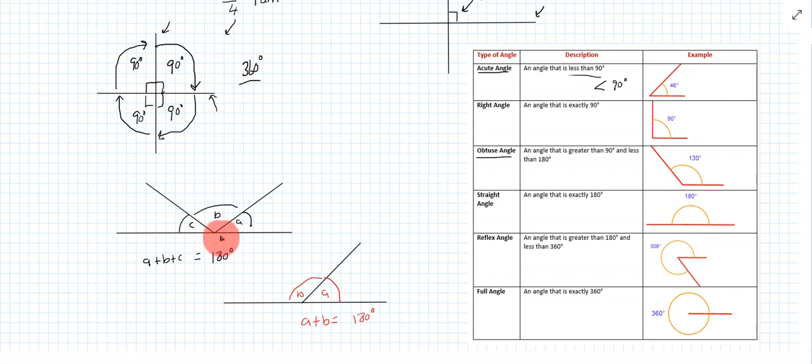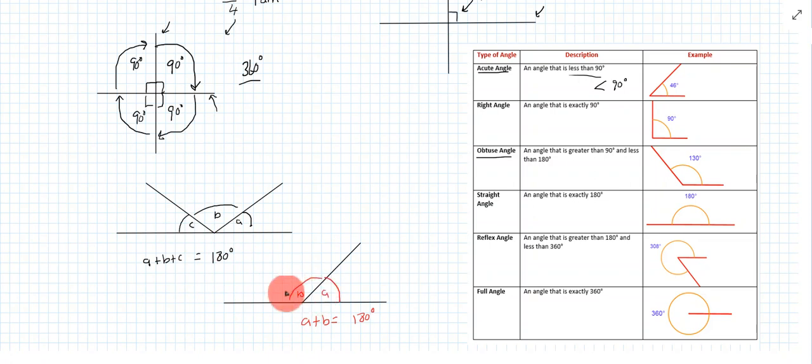Again, the point with this one is that angles which meet at a point on a straight line add up to 180 degrees. So if these three angles meet at a point, which is this point here, when you add them all up, they'll add up to 180 degrees, when they all meet at a point on a straight line.